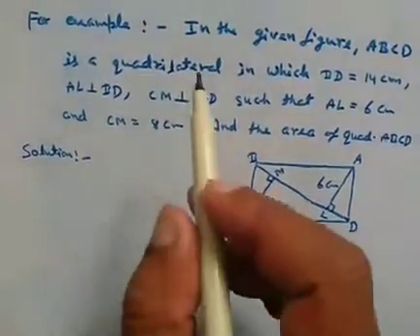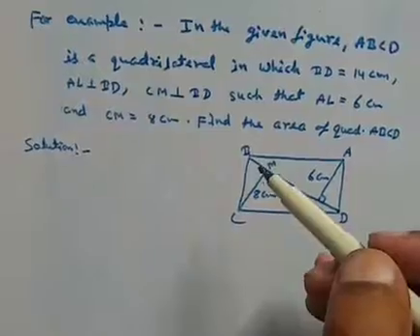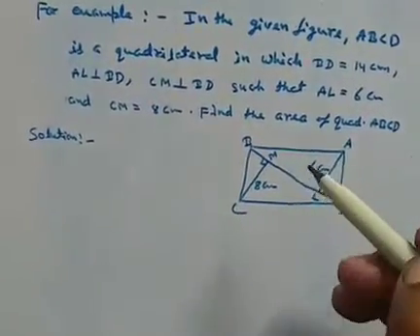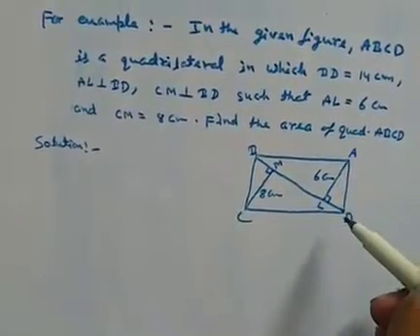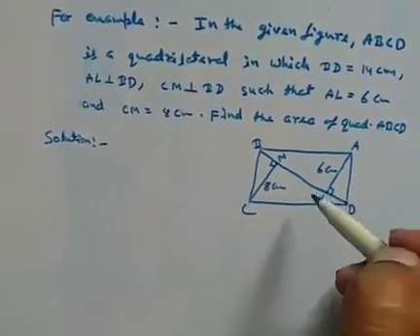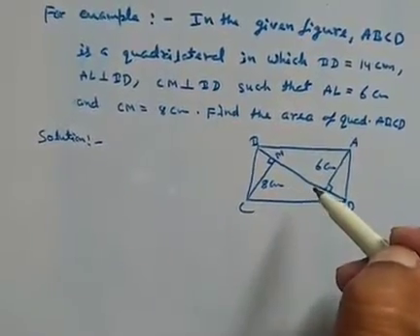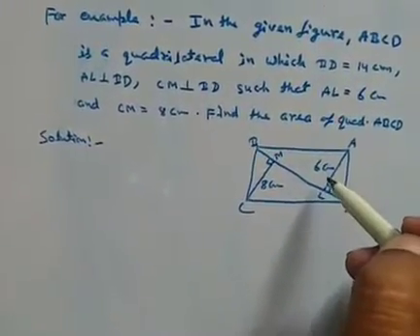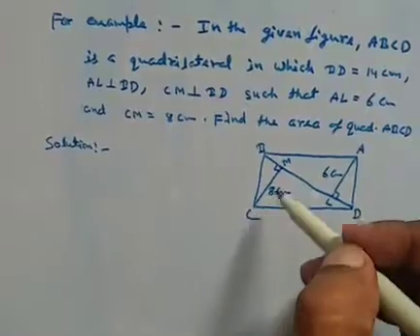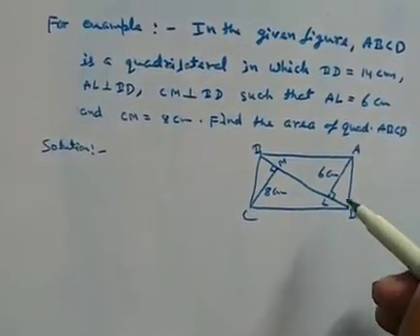For example, in the given figure, ABCD is a quadrilateral in which BD is equal to 14 cm and AL perpendicular to BD and CM perpendicular to BD, such that AL is equal to 6 cm and CM is equal to 8 cm. Find the area of quadrilateral ABCD.